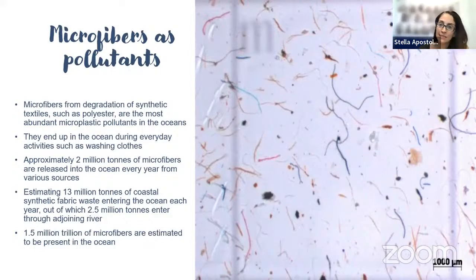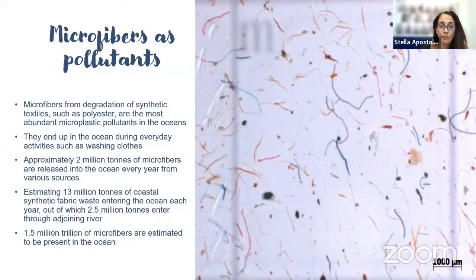Similar to microplastics are the microfibers. They are, again, small particles that result from the degradation of synthetic textiles such as polyester. The microfibers are coming from the textile and the cloth industry. They enter the rivers and the oceans, even through washing of our clothes. Most of the microfibers come from polyester.